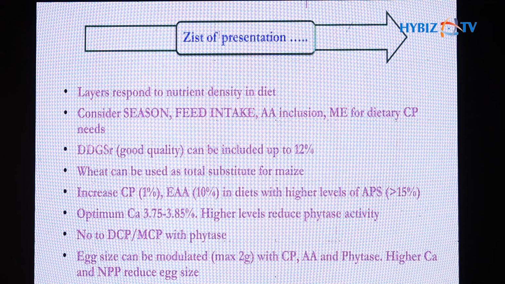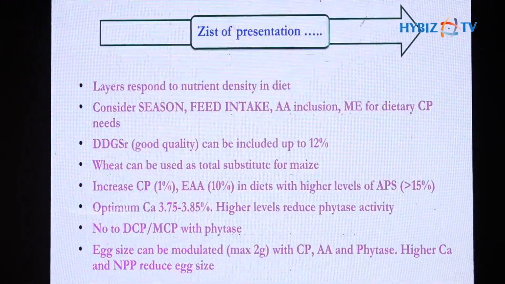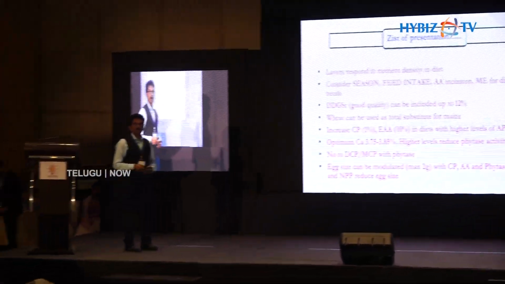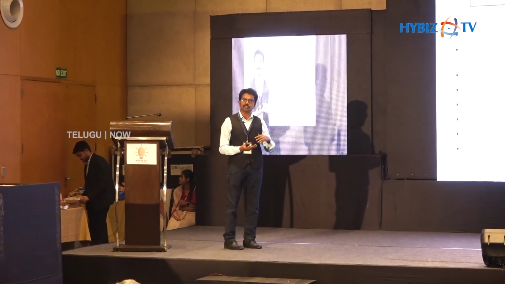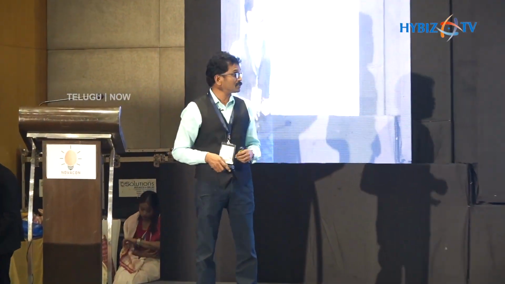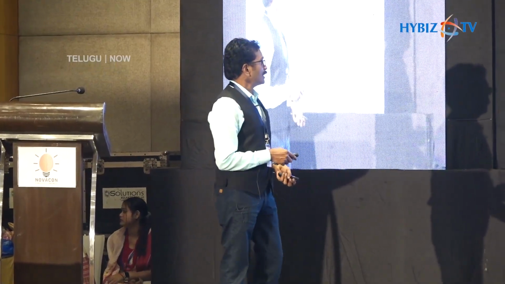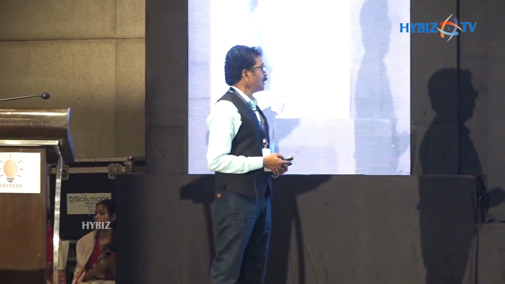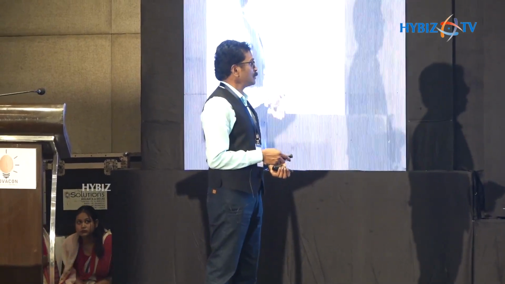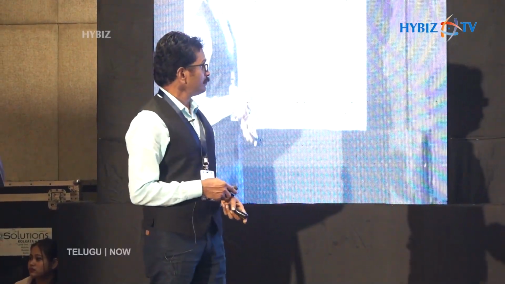So finally, to conclude my presentation, the layer responds to nutrient density. If you give a better plane of nutrition under controlled management conditions, the birds are certainly going to respond and you may get even 330 eggs. That was the data we generated almost 15 years back; the response could be even more now. We need to consider the seasonal variation, the quantity of feed the birds are consuming, the amino acid inclusion levels, which amino acids and in what proportion you are including, and the energy level in the diet to fix the protein and amino acid level in the diet.